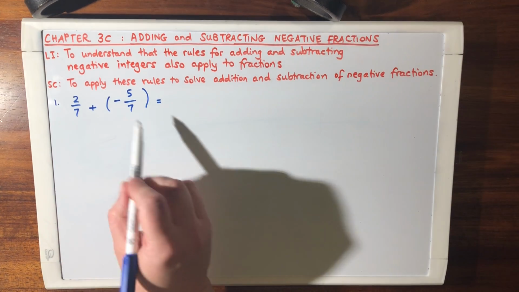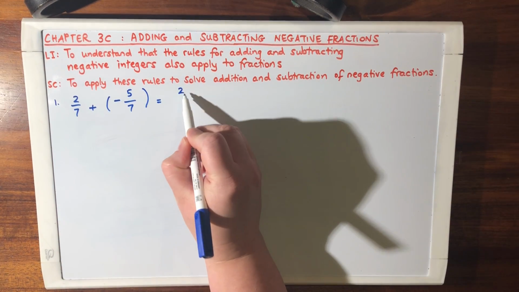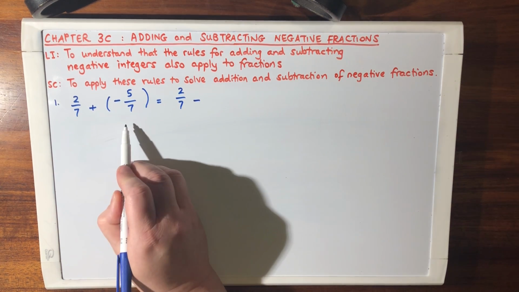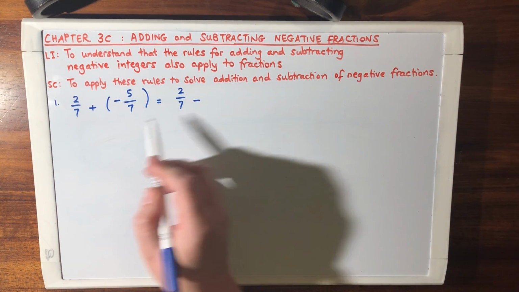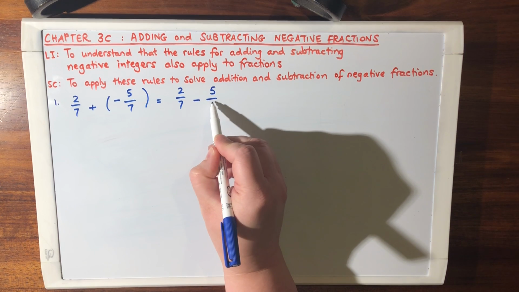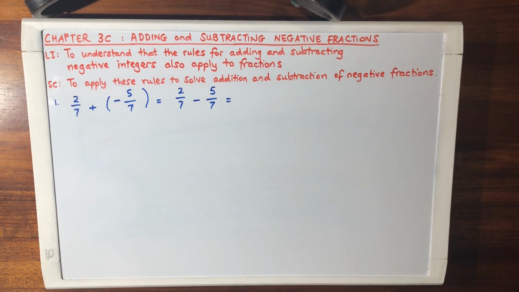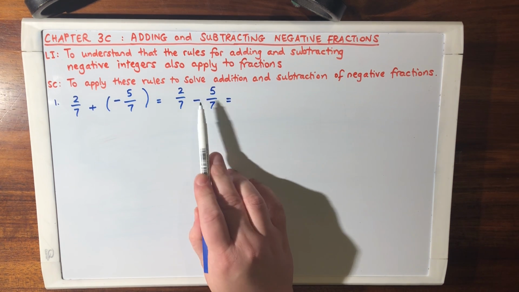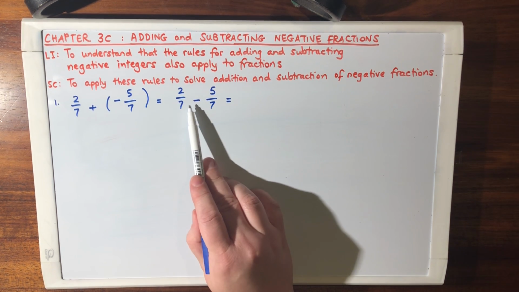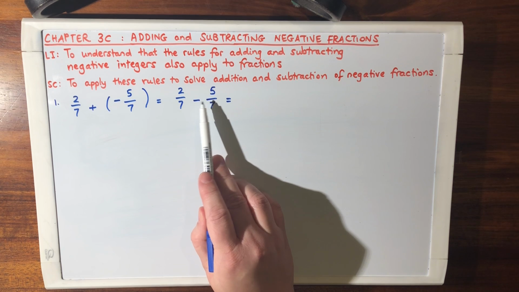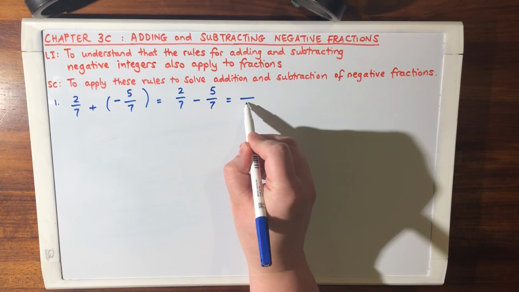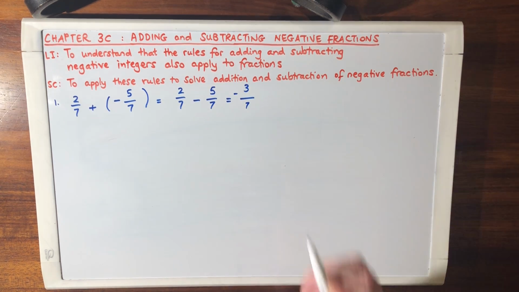So we're going to change our equation to look like 2/7. We change just the addition to a subtraction, and the opposite of a -5/7 is +5/7. Now it looks like an equation we can solve. We know that the denominators are the same, and we're just taking away simply one numerator from another numerator. 2 minus 5 would be -3/7.